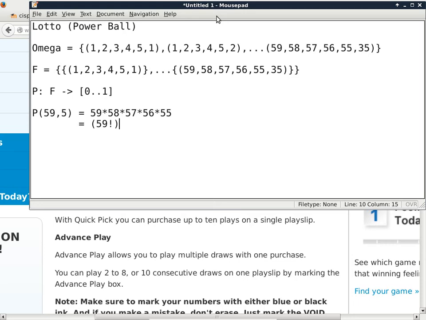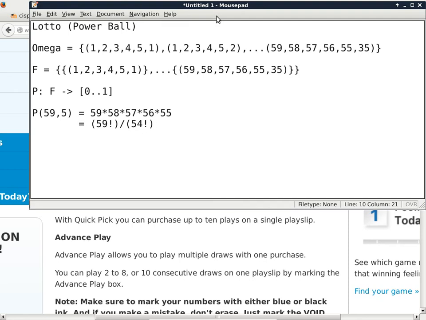59 factorial has a whole bunch of stuff that we don't want, because in addition to 59 multiplying all the way down to 55, it also has 54 times 53 times 52 all the way down to 1. But the extra component that we have in 59 factorial is a factorial as well. Whose factorial are we talking about? No, it's 54 factorial. Think about it. Is that making any sense?